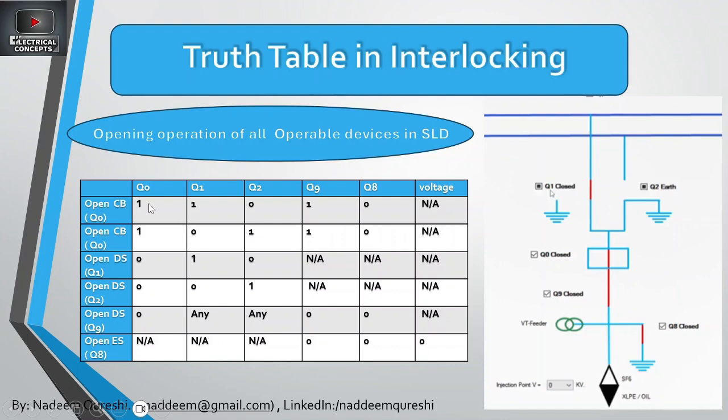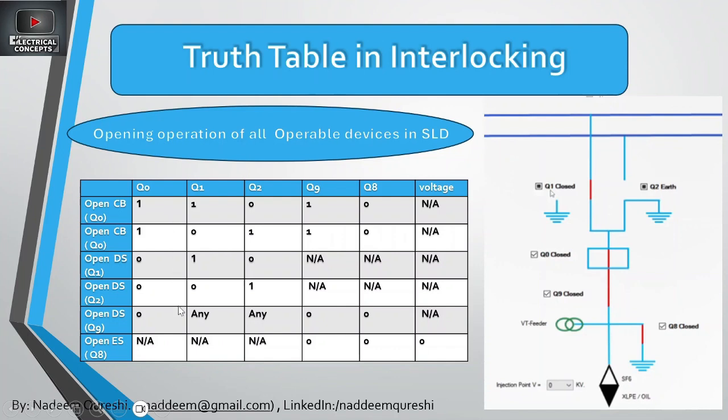To open this breaker, the interlock will first check that Q0 should be closed, which is closed here. Q1 should be closed, which is here, and Q2 should be open, it is here, and Q9 should be closed, it is here, and Q8 should be 0. Okay, 0 means it is not connected with the earth switch, but here it is connected, so it will not allow us to do this. To meet this requirement, you have to fulfill these prerequisites, then you give a command to the circuit breaker, then it will open.